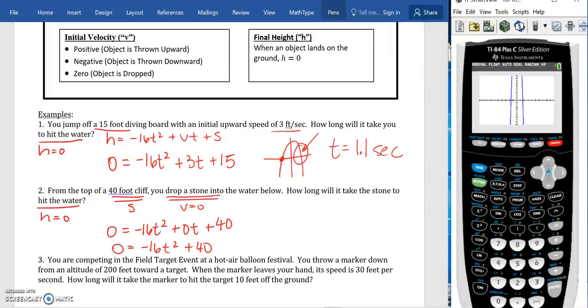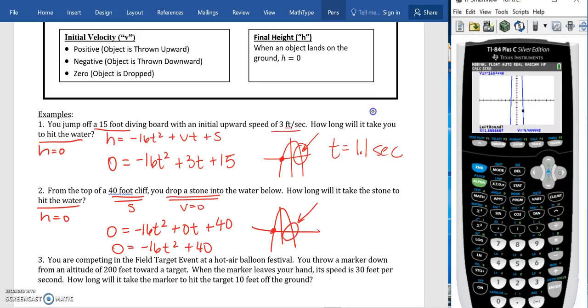And again, notice that your parabola, even though you're not seeing the whole thing, that's okay. It looks something like this. Again, in a real life scenario, negative time is not going to make sense, so we're just focusing in on that positive time. So we go to second, calculate, and we're going to choose 0.